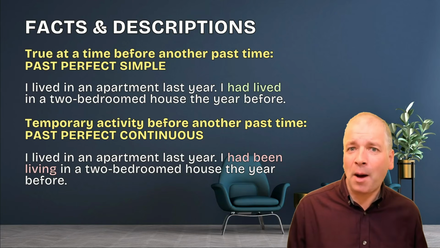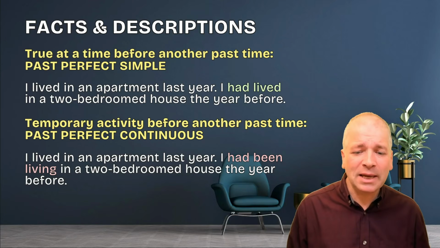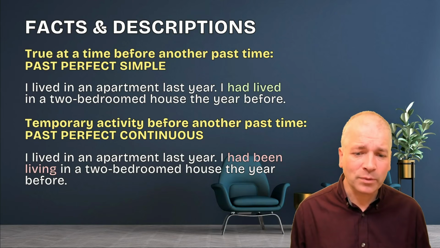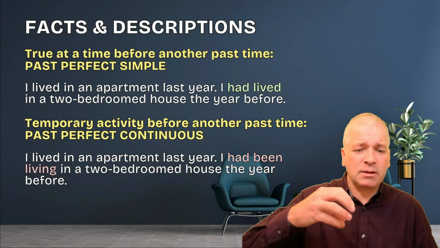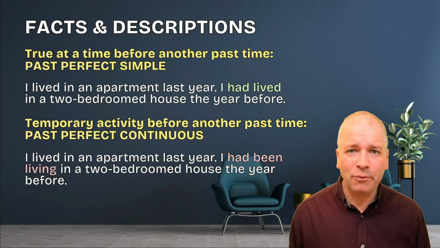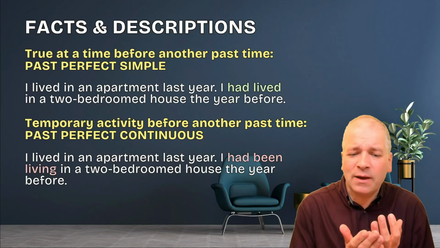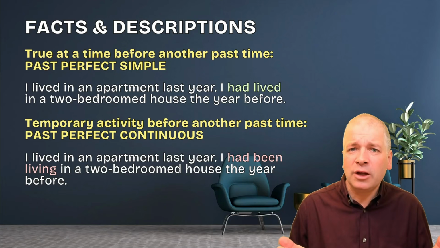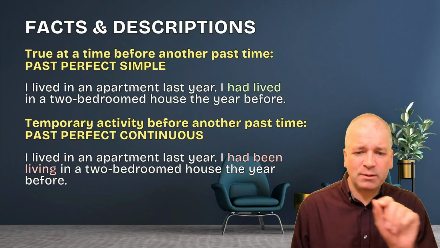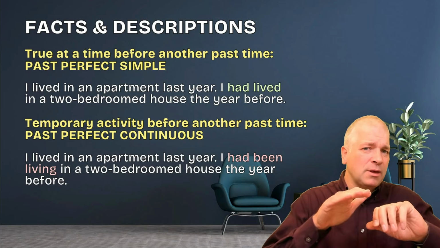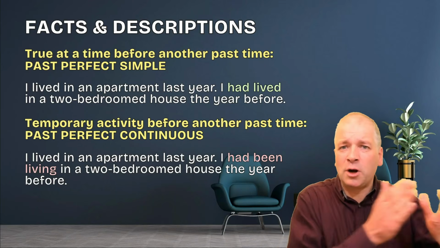I lived in an apartment last year. I had been living in a 2-bedroom house the year before. So this is where the emphasis is on something having been a temporary arrangement. They were living in that 2-bedroom house just for a short period of time. Whereas with the past perfect simple, it could have been something that was considered permanent for a longer period of time until the change.